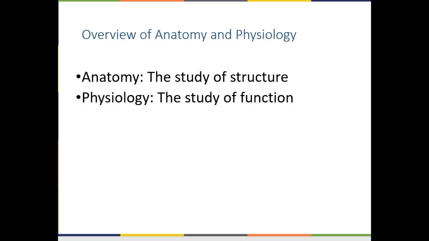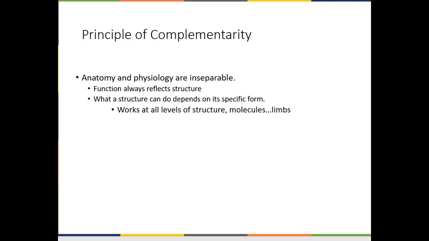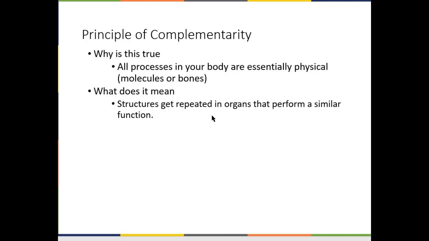First up, and this whole screencast should be relatively short, you just want to know the definition of anatomy and the definition of physiology. They're right there. I won't read them. And then you want to understand the principle of complementarity. As it says there, anatomy and physiology are inseparable. So function reflects structure, and if you're looking at the structure of something, you can maybe infer something about its function. And the other thing I will point out is that this works at all different levels of structure, as I will show you in just a moment.